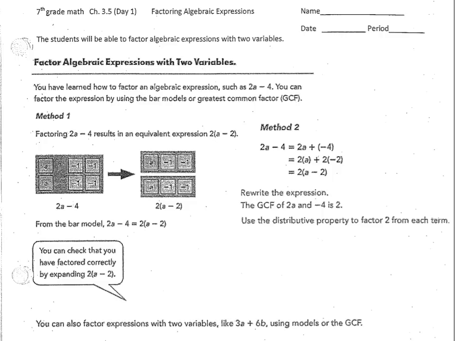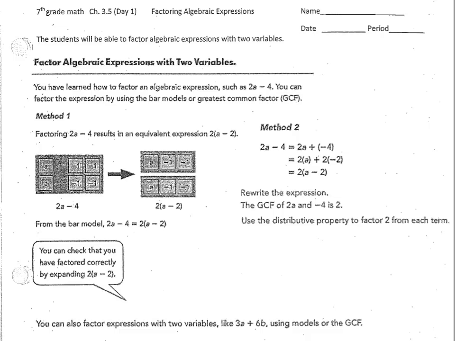Okay, so today we're going to do Chapter 3, Section 5, Day 1, Factoring Algebraic Expressions, and you'll be able to factor algebraic expressions with two variables. You have learned to factor an algebraic expression such as 2a minus 4. You can factor the expression by using a bar model or show the greatest common factor. Factoring 2a minus 4 results in the equivalent expression 2 times the quantity a minus 2.